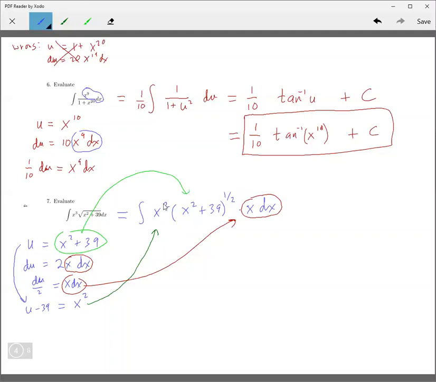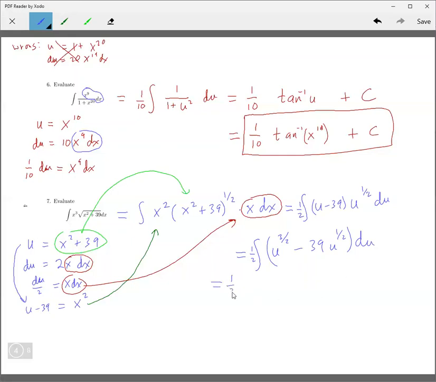So all these x's are getting replaced with an expression in u. The x squared is u minus 39. The x squared plus 39 is u, so u to the 1/2. And then the x dx is du over 2. I'll pull the 1/2 out all the way over there. Now let's distribute the u to the 1/2 in. So u times u to the 1/2 is u to the 3/2, minus 39 u to the 1/2 du, like that.